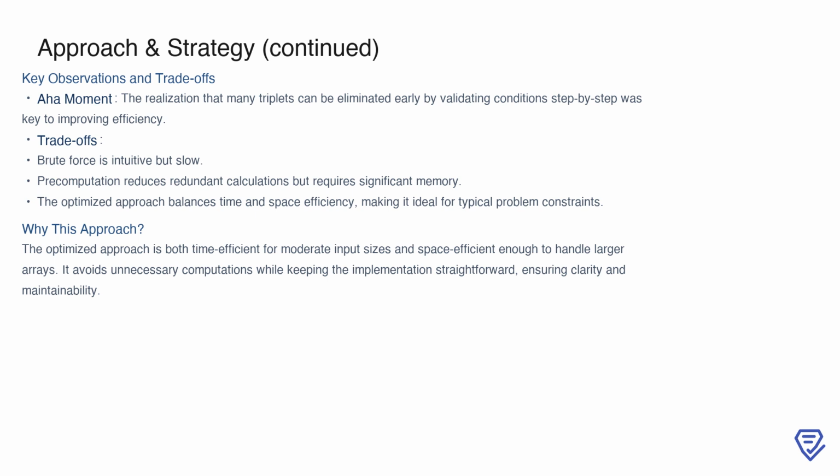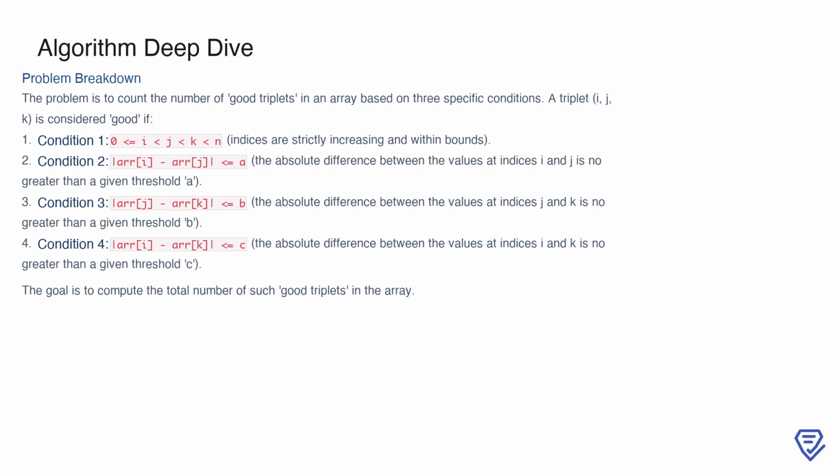This makes it both time-efficient for moderate input sizes and space-efficient enough to handle larger arrays. By avoiding redundant evaluations and keeping the implementation straightforward, the optimized approach ensures clarity and maintainability, making it the most practical choice for solving this problem. In this problem, we're tasked with finding the number of good triplets in an array.